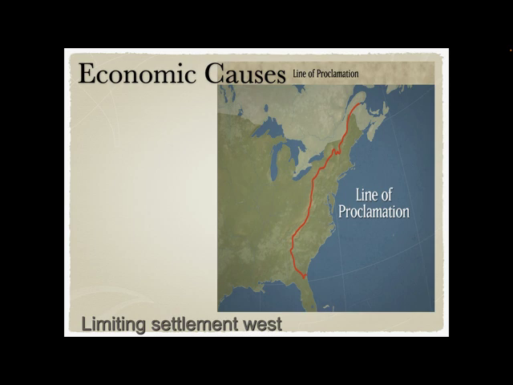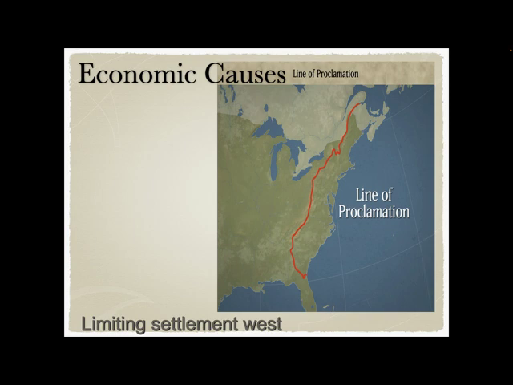Now let me tell you why this is economically upsetting to some of the colonists. They would love to buy land west of that line and settle there. And some of them had already bought land west of that line, thinking that someday that land is going to be worth a lot of money. Well, now if the British are saying you can't settle west of that line, what happens to the value of that land?